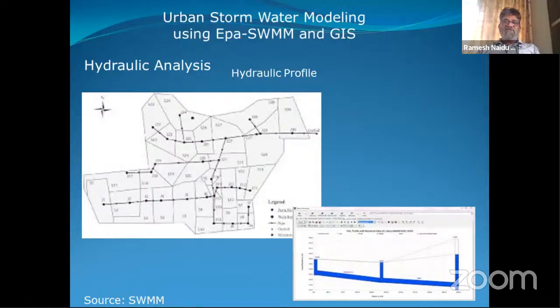And the hydraulic analysis, you can see the network, as well as you can see all the profile of a water conveying system in a conduit. So with this kind of simulation, you can check whether it is crossing the hydraulic gradient line, or any other things can be observed through the simulation of each and every pipe. And we can also observe the overflow at any junction. Those nodes are junctions or manholes.